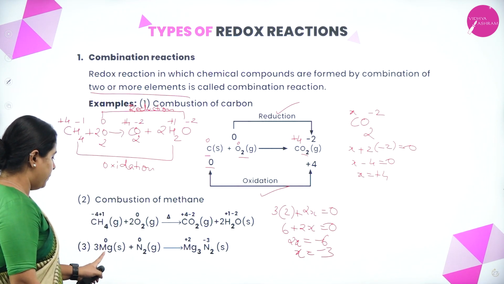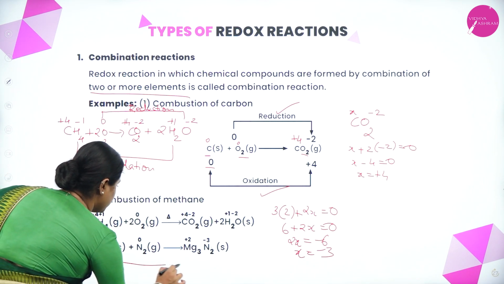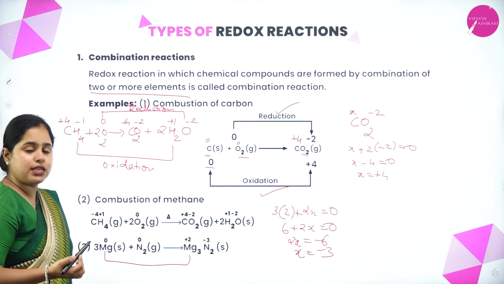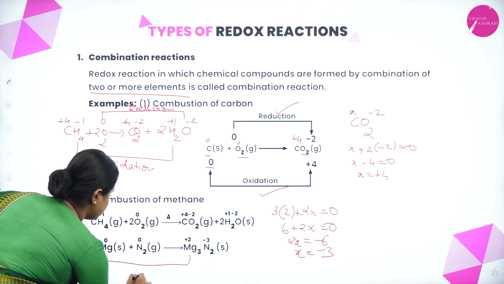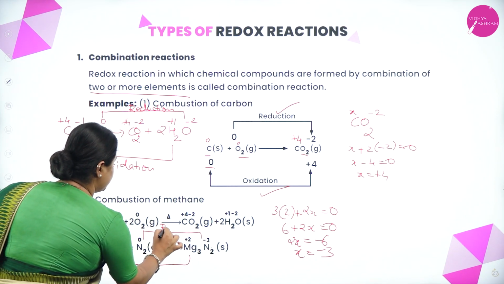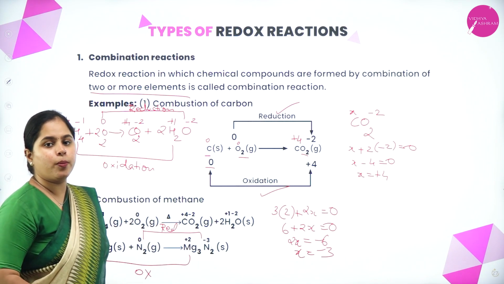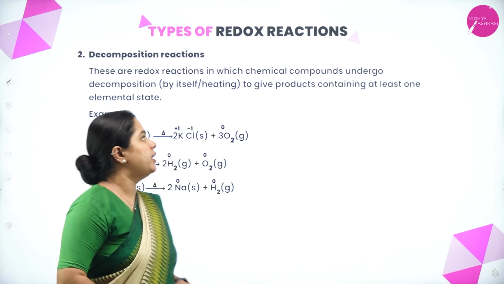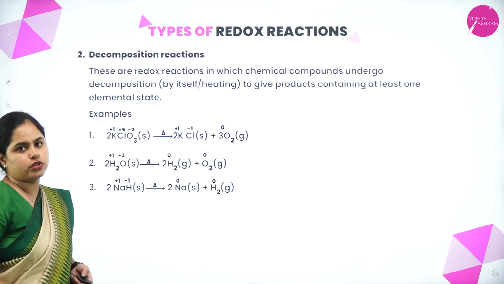So here also magnesium it has increased from 0 to +2. So what is happening here? Oxidation is taking place and nitrogen from 0 to -3 it has reduced. So here reduction has taken place. So I hope combination reactions is clear for you. Next moving on, the decomposition reactions.